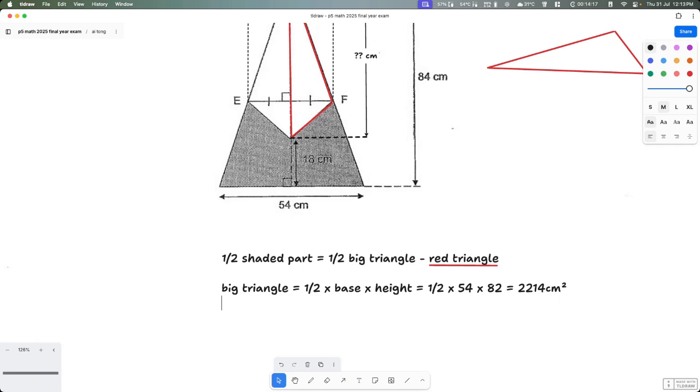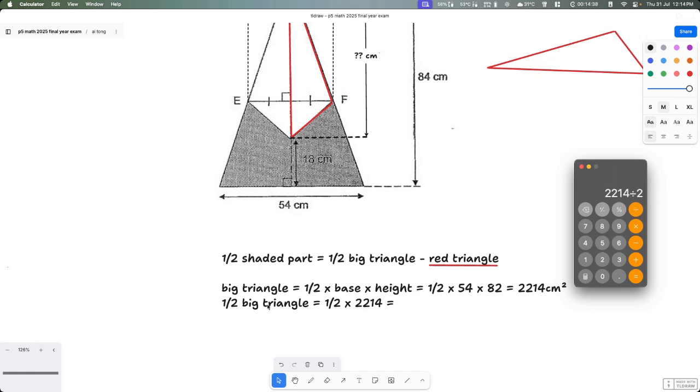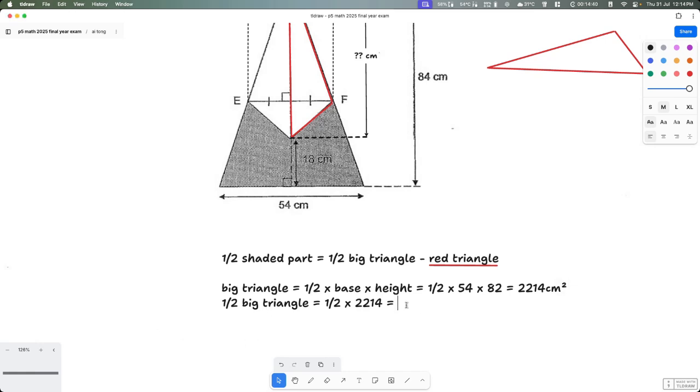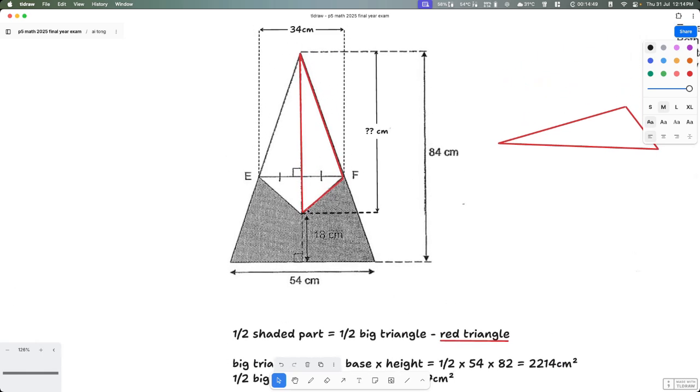Now we want to get the half big triangle. Basically, we just times 2214 by half, so half times 2214. We use our calculator again, divide by 2. Essentially, it will be 1107 centimeters squared in this case over here. So this is half the big triangle. Now we know half of the big triangle.